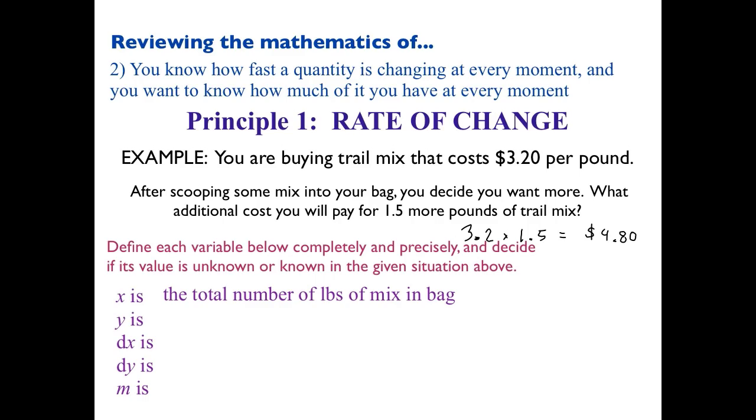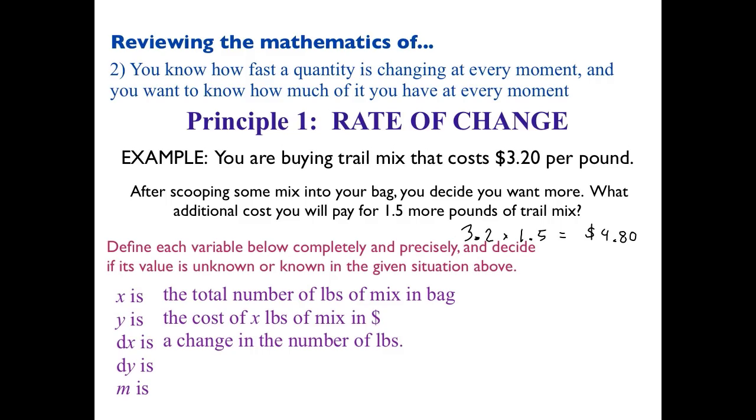So, see if this is what you came up with. Y would be the cost of x pounds, so the cost of the trail mix in your bag in dollars. Dx is the change in the number of pounds, right? Change in the number of pounds.